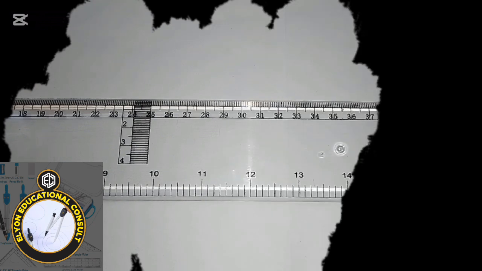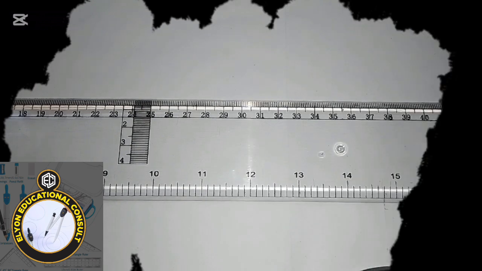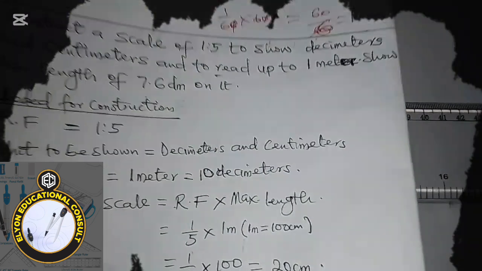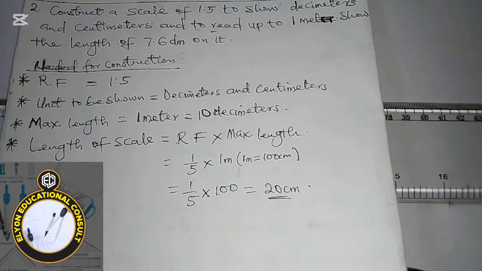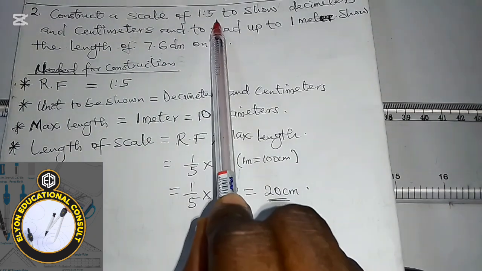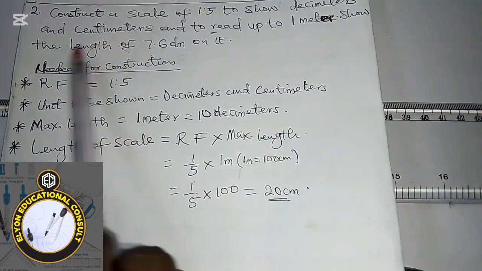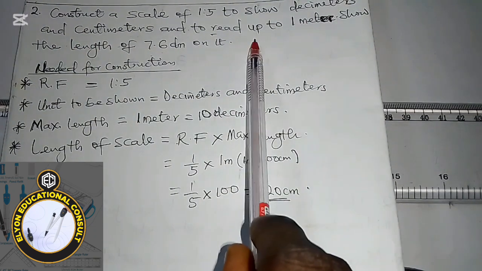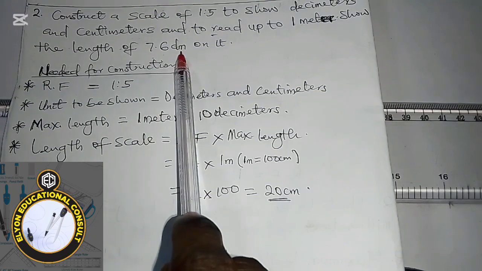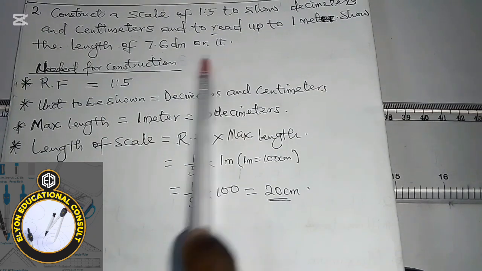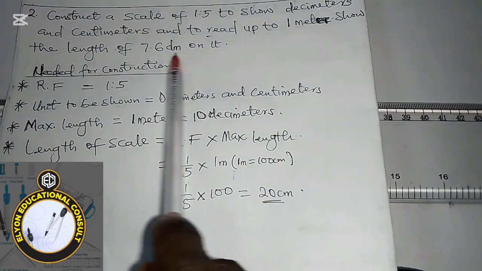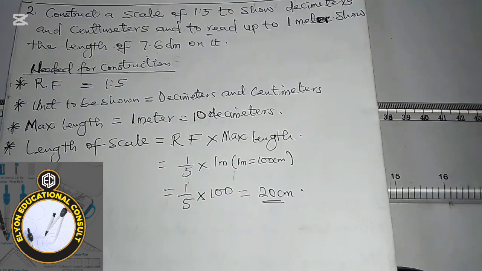In this video we'll be looking at construction of plane scale. We have a question here I want us to look at together. The question says, construct a scale of 1:5 to show decimeters and centimeters and to read up to 1 meter. Show the length of 7.6 decimeter on it. So after we finish constructing the scale, we have to indicate this reading 7.6 decimeter.